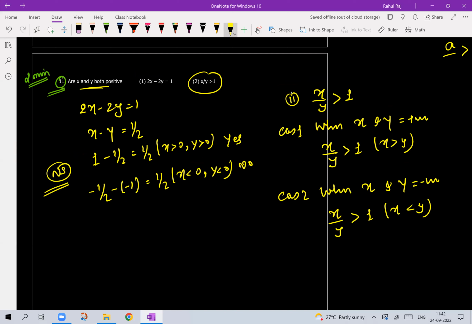So I can say x and y both are positive. It's a yes situation for me. I can say x and y both are negative. It's a no situation. So option number 2 is also not sufficient. So both are technically not sufficient.